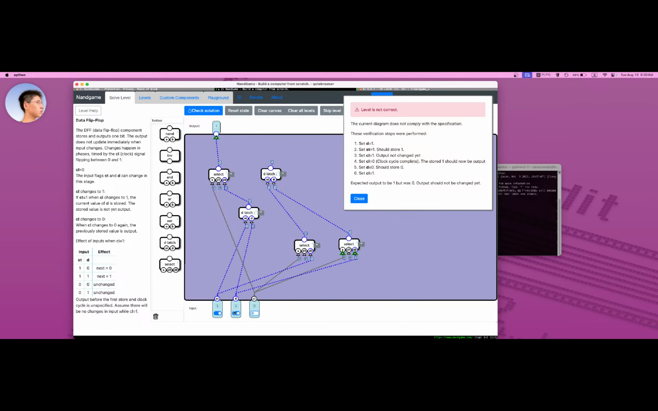D is 0. Should store a 0. Yes. Set clock to 1. Maybe this works for 0. Let's check it. We have very good testing here, this is our one good benefit. Check solution. Wrong? Where?